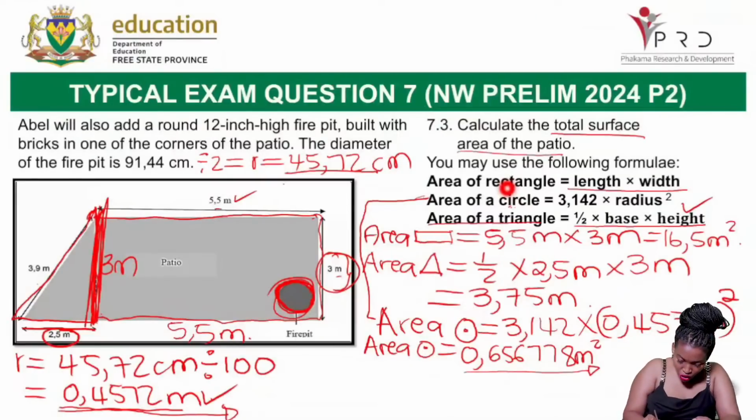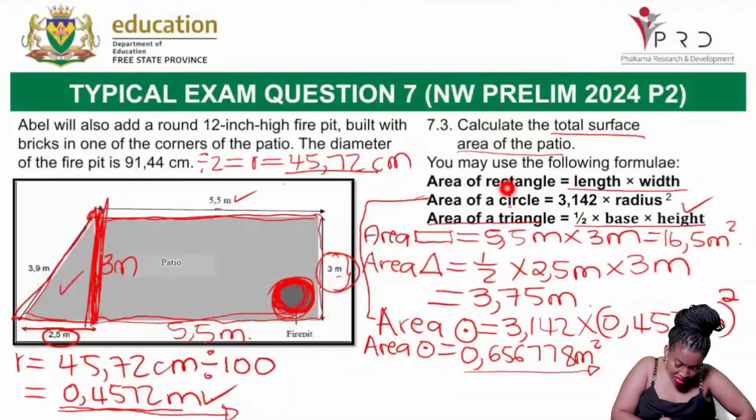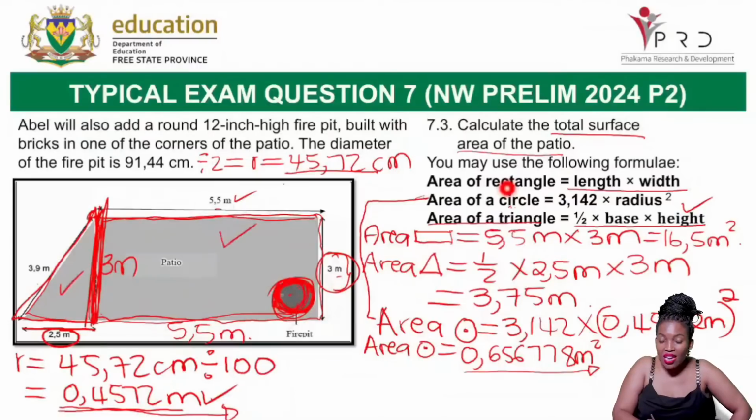So this is the patio. The entire rectangle is the patio, and the triangle is the patio. But because here there's a hole, it means there's nothing here. It is the hole that is occupied by the fire pit. So we'll take the area of the triangle, add it to the area of the rectangle, but we are going to subtract the area of the circle. We are subtracting it because of this open space there.